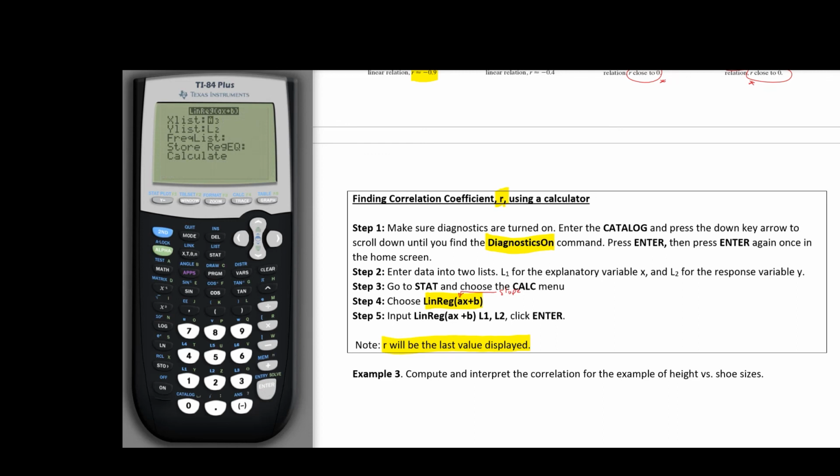My data list is in L1 and L2. Everything else, you just keep blank. And let's go ahead and calculate. What you'll see here, the first thing is something that looks like y equals ax plus b. That's the equation of a line. We'll talk about that in the next session when we deal with least squares regression. You don't want to pay attention to those first three. What you want to pay attention to is just the R value. That R value is your correlation, 0.874.